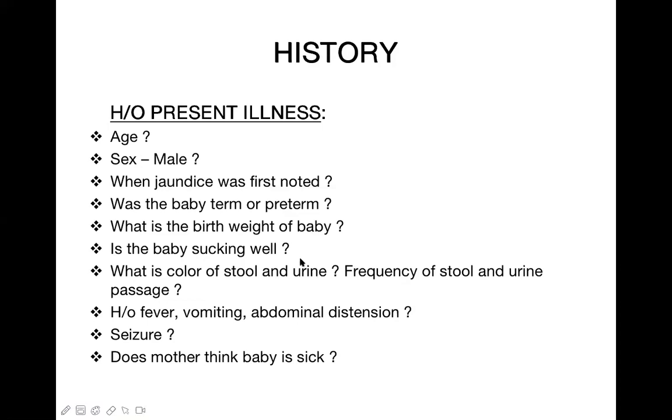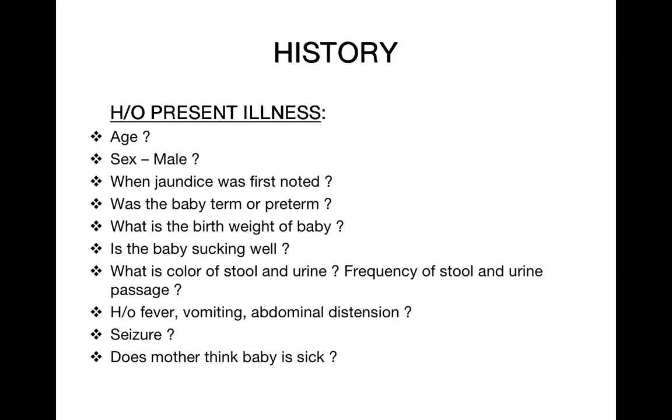Okay, is the baby sucking well? Very important question, because a sick baby has a higher chance of jaundice, and a sick baby will not suck well on mother's milk. What is the color of stool and urine? Many students have already answered me. In case of obstructive jaundice, the color of the stool is pale or clay colored, but the urine is high colored, because the conjugated bilirubin will be excreted in the urine.